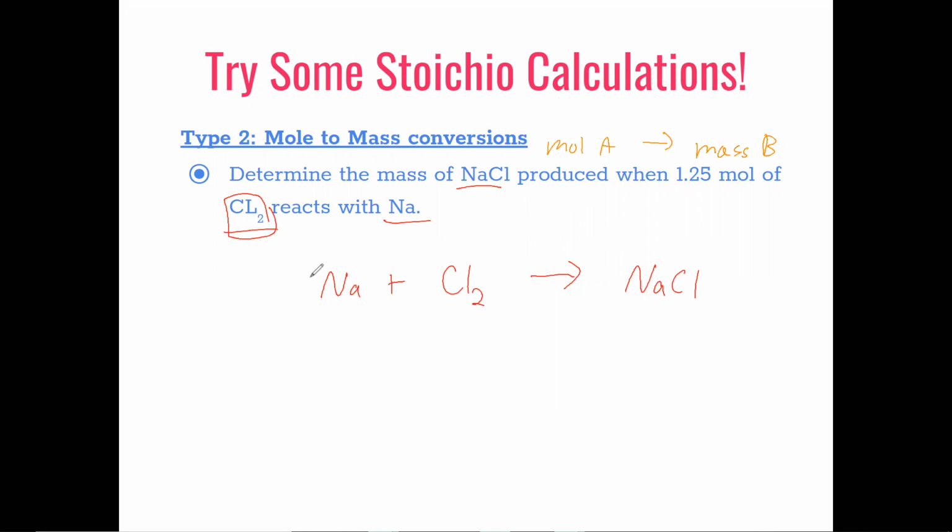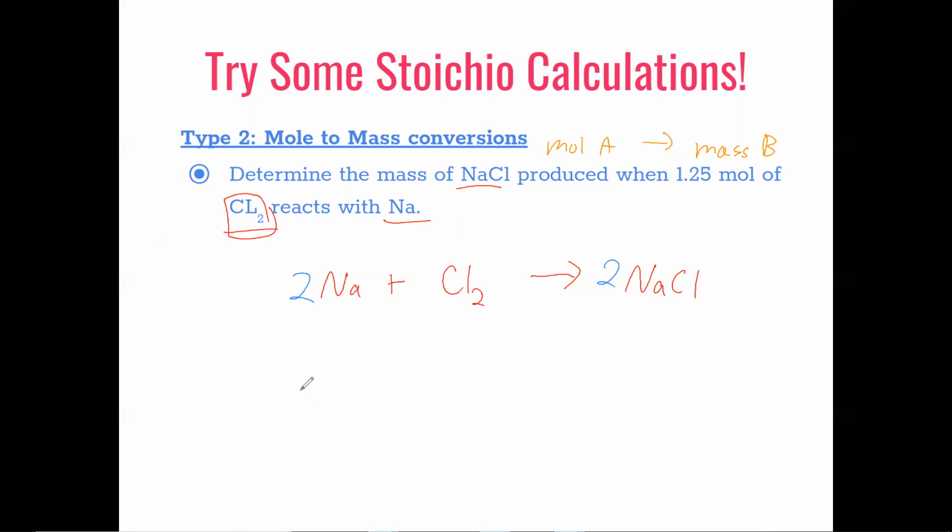Now we have to balance it. 1 Na on the left, 1 Na on the right, so that's good. 2 chlorines on the left, which means we need a 2 there, and we need a 2 there. Now we are balanced, and we're good to set up our conversion.